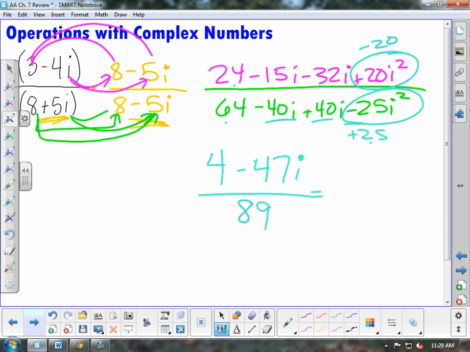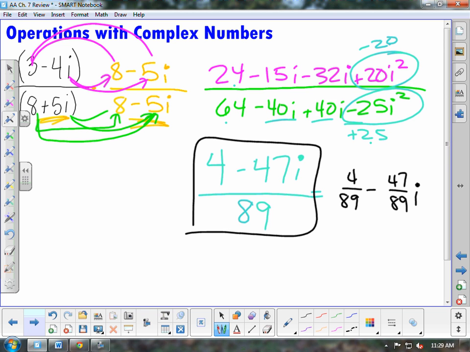If you want to write it as a complex number in proper form, it would be 4 over 89 minus 47 over 89i. You can leave it like this if you would like to. And understand that if all three of them you can divide something out, then you should.